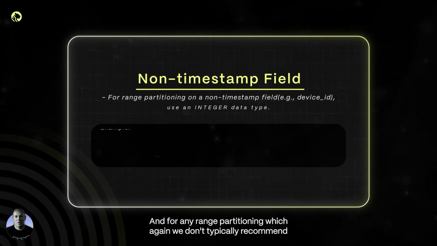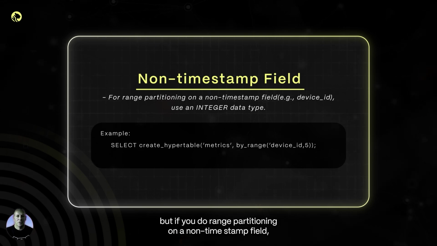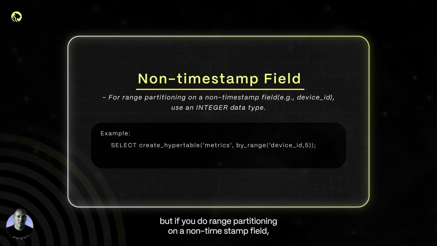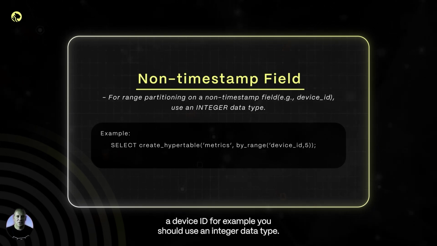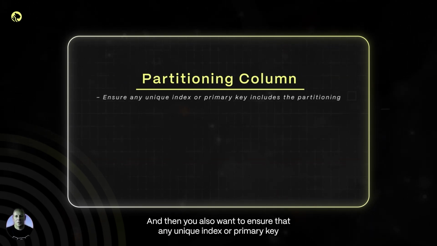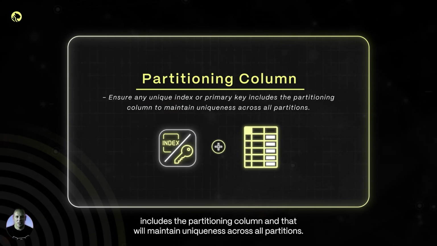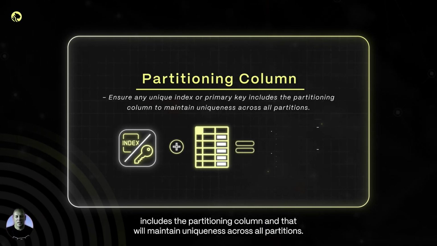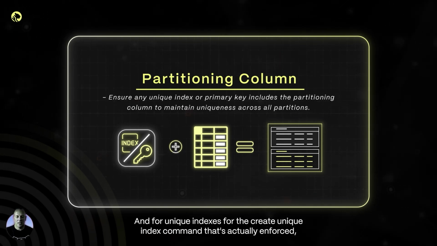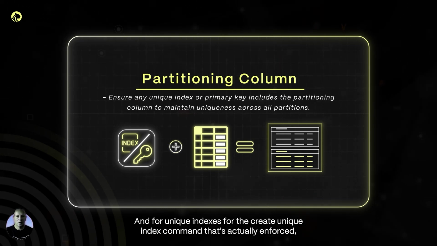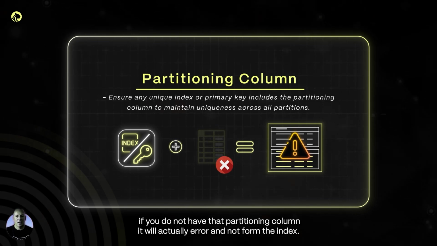And for any range partitioning, which again, we don't typically recommend, but if you do range partitioning on a non-timestamp field, a device ID, for example, you should use an integer data type. And then you also want to ensure that any unique index or primary key includes the partitioning column, and that will maintain uniqueness across all partitions. And for unique indexes, for the create unique index command, that's actually enforced. If you do not have that partitioning column, it will actually error and not form the index.